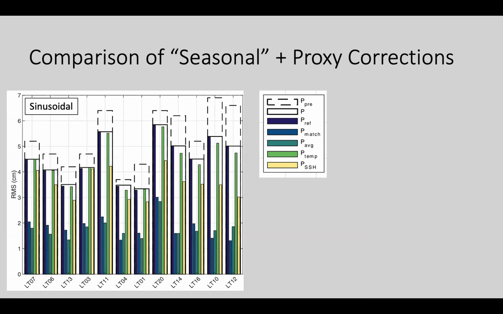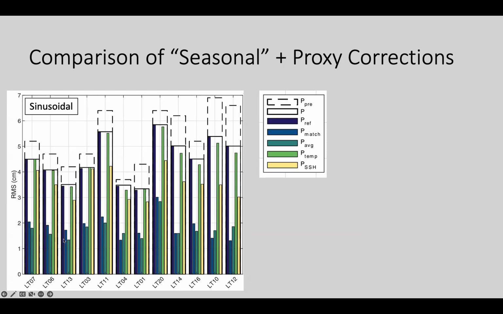Okay, I'm going to go quick through here because I'm starting to run short on time. But I just wanted to point out that this is essentially a result where we did a sinusoidal seasonal correction and then applied each of the proxies I talked about earlier. And we're looking at the RMS for each of these corrections and each of these shelf stations along the x-axis here. And so the height of these bars represents how effective each of these proxies is for reducing the RMS in each case.